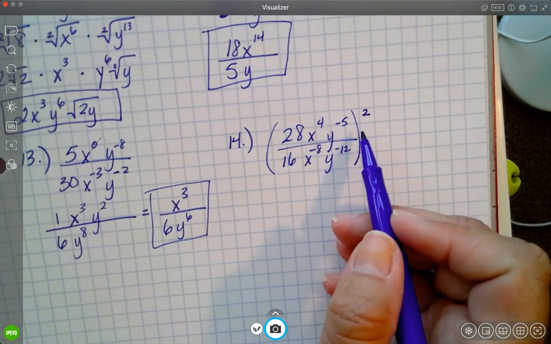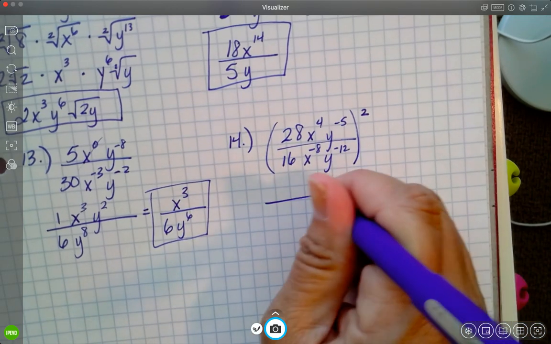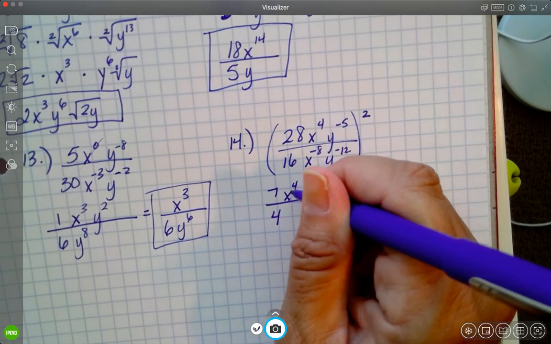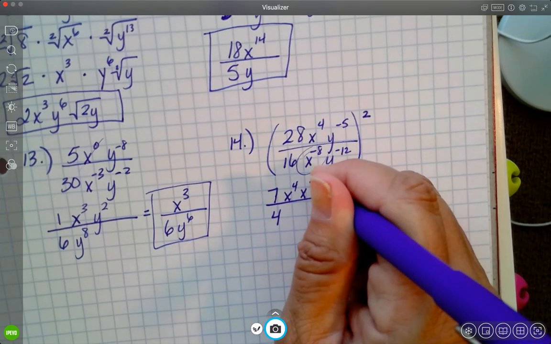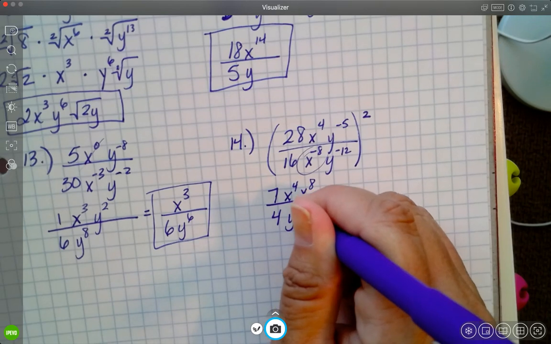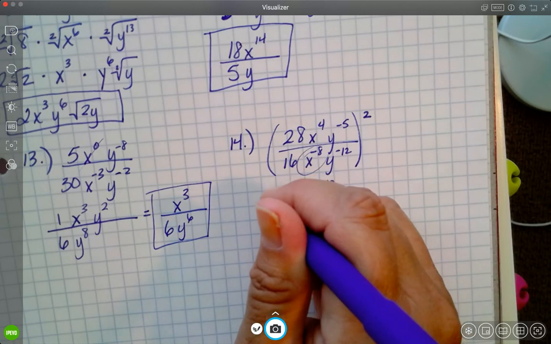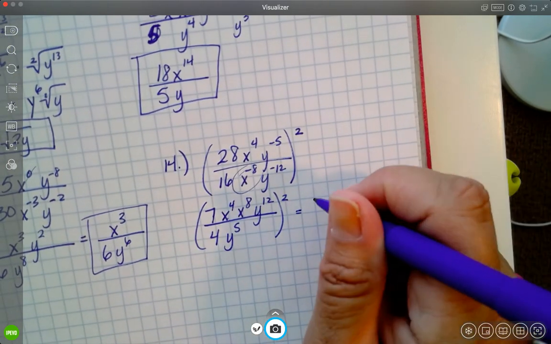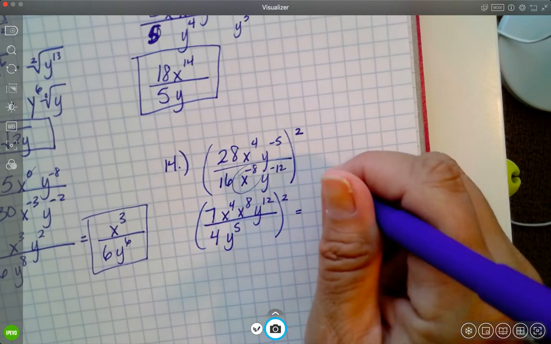Okay, so 28 over 16 is 7 over 4. And then I have this x to the 4th in the top. This x to the negative 8 is going to go to the top to become positive. This y is going to come to the bottom to become positive. And this y is going to go to the top to become positive. And that's all split. So I have to square everything. I could simplify it first, but I think I'll do that.